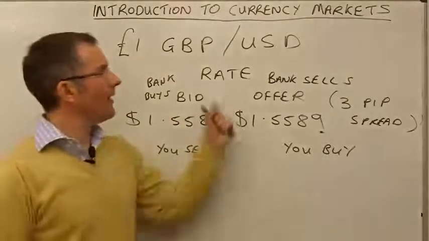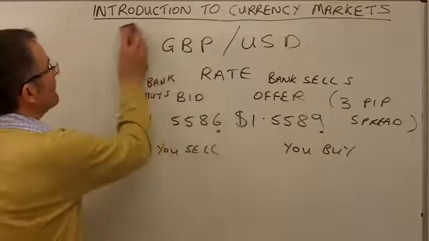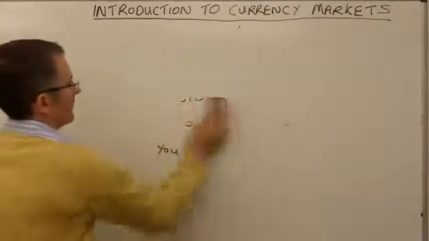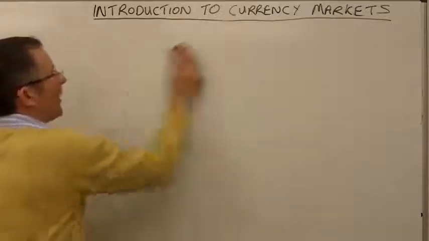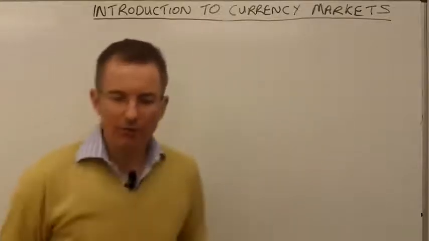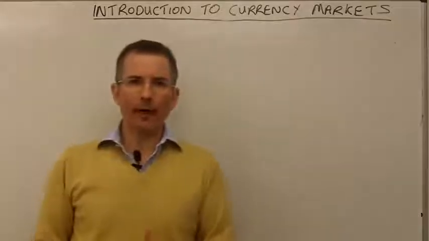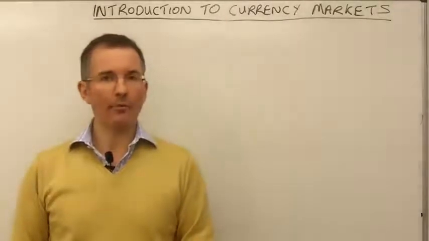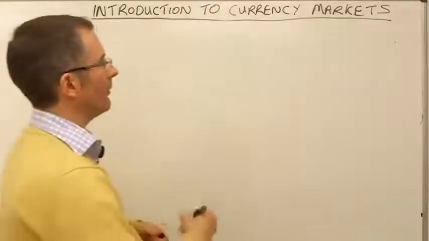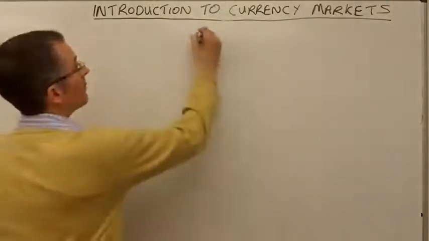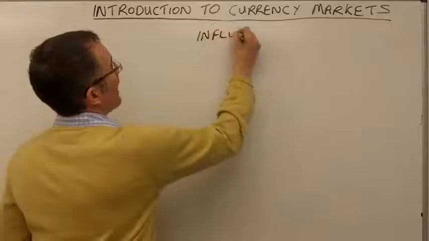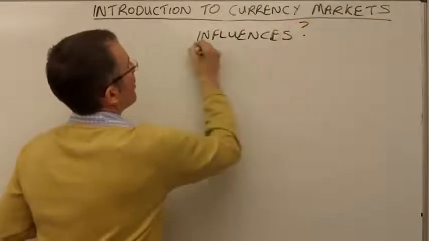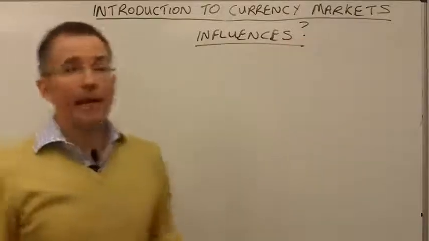What influences that rate? It's all very well saying, well, I now know roughly what it means to buy and sell US dollars using sterling, for example, but why would I? If I was looking to trade, what influences the price of a currency or the exchange rate? And the answer is there are many factors. So what are the influences on a currency pair?